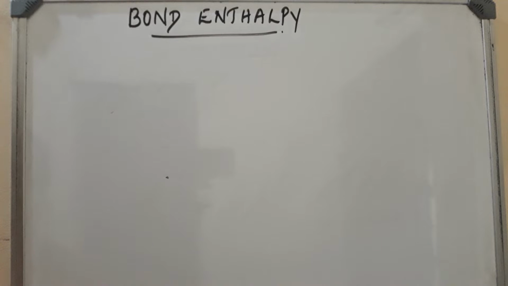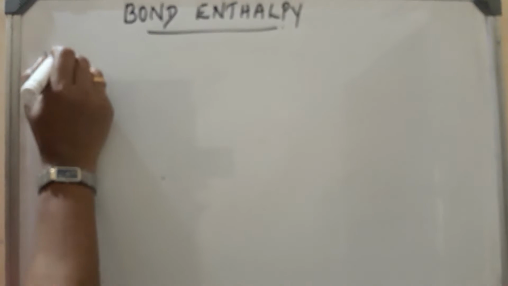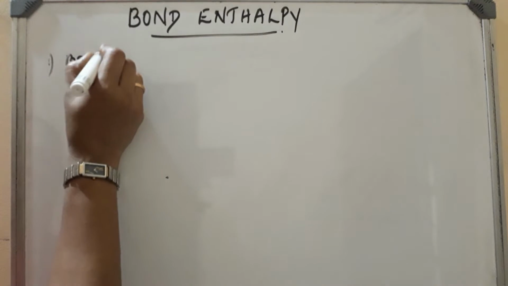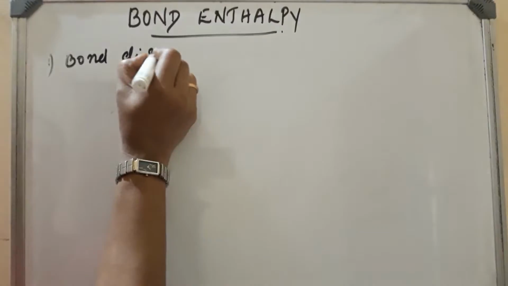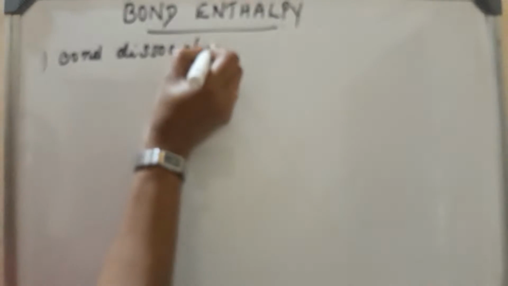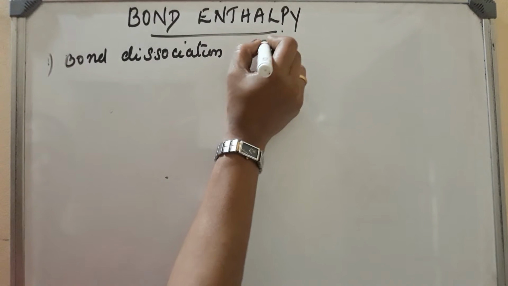Bond enthalpy or bond energy. Energy is required to break a bond. Similarly, energy is released when a bond is formed. Accordingly, there are two types of bond enthalpy or bond energy. First one is bond dissociation energy or bond dissociation enthalpy.